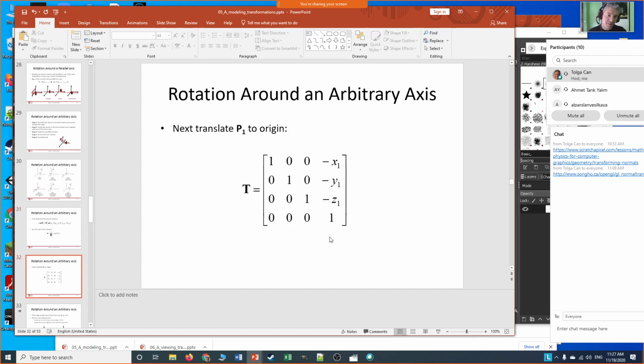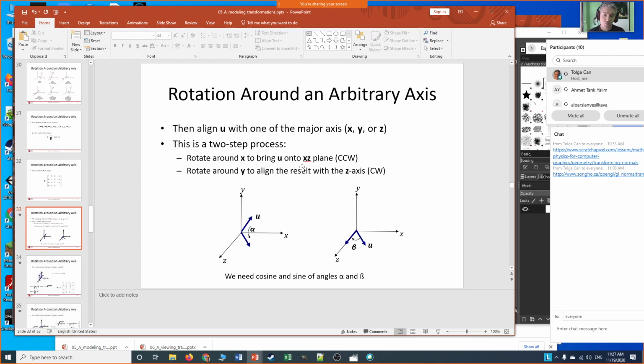The first step is the easiest step. Translate P1 to the origin. If P1 has coordinates x1, y1, z1, we apply this translation. The second step is the difficult one, in which we are going to perform two rotations. As I said, it's a two-step process. Aligning the u vector: if this is the u vector, there are two angles. One of them is alpha degrees around the x-axis and beta degrees around the y-axis. So actually, it should be minus beta degrees, right? Because the angle that is shown here is minus beta.